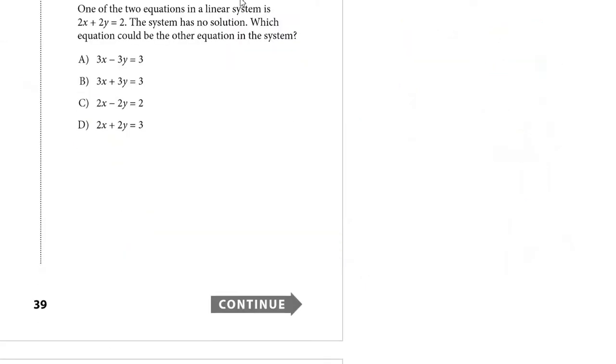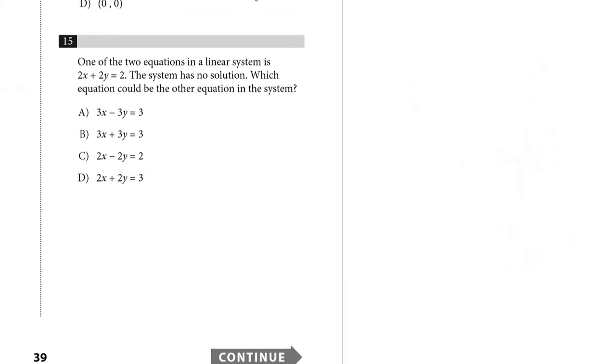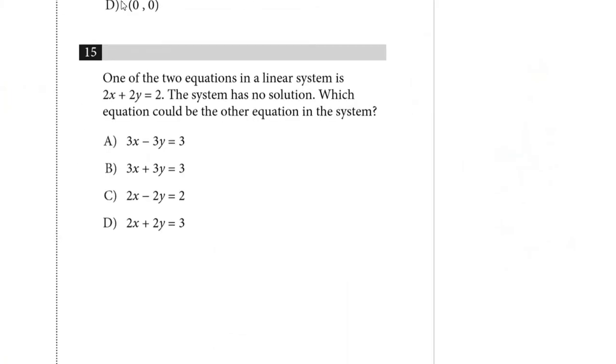Now we're going to 15. 15 is telling us that we've got a linear equation with no solution. And we're being asked about another line that could be the other line in that equation that has no solution. But when we're talking about the number of solutions for 2 lines, that's a common theme for us over here at Gradeful.